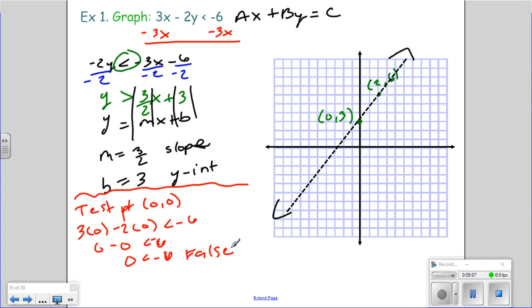So since it is false, that means we shade the side that doesn't contain 0, 0. So we shade this side. If it was true, we would shade the side that did contain 0, 0. So that's how you graph a linear inequality in two variables.